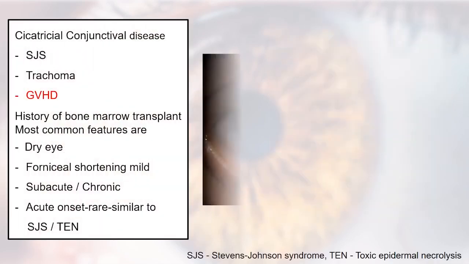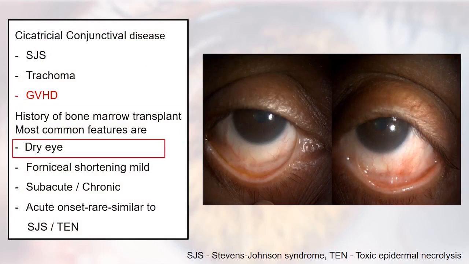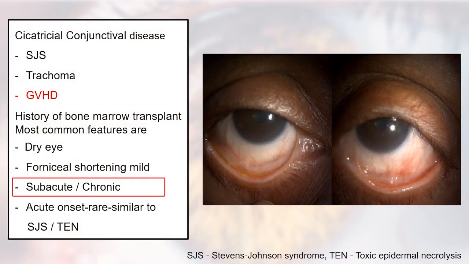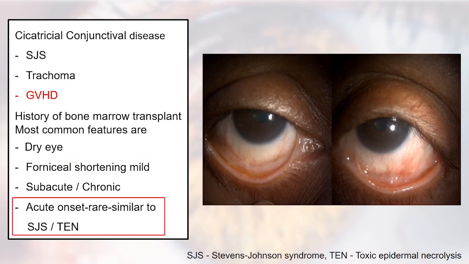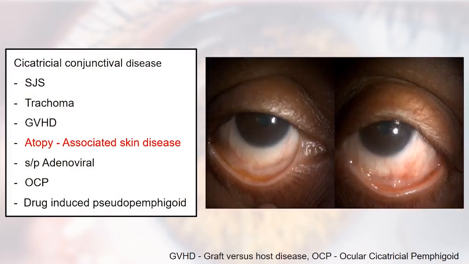With respect to graft versus host disease, you will have an obvious history of bone marrow transplant, and the most common features usually are dry eye, and fornix shortening is usually very mild. It's more often the subacute or the chronic GVHD. The acute GVHD is rare, but then the picture is usually similar to SJS or TEN. Atopy, we already spoke about it. It's associated with skin disease, and you have to treat it in association with a dermatologist.